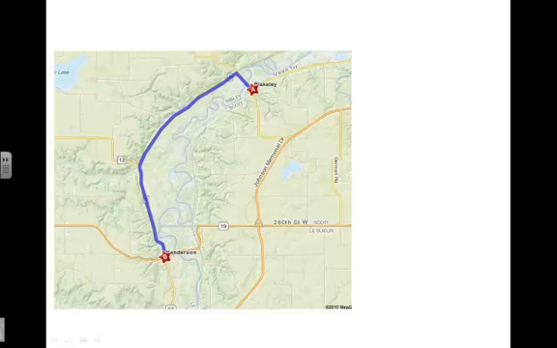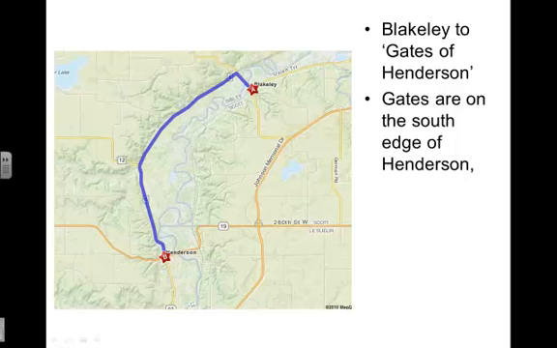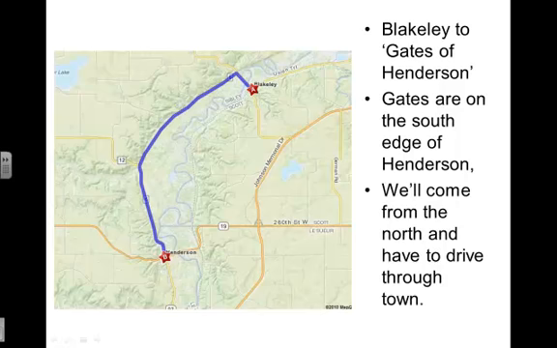Our route to stop number 2, which is the Gates of Henderson. The dikes are flood control measures that protect the town from flooding. We'll actually drive over one as we approach Henderson from the north and drive through Henderson to the south side to our stop number 2.